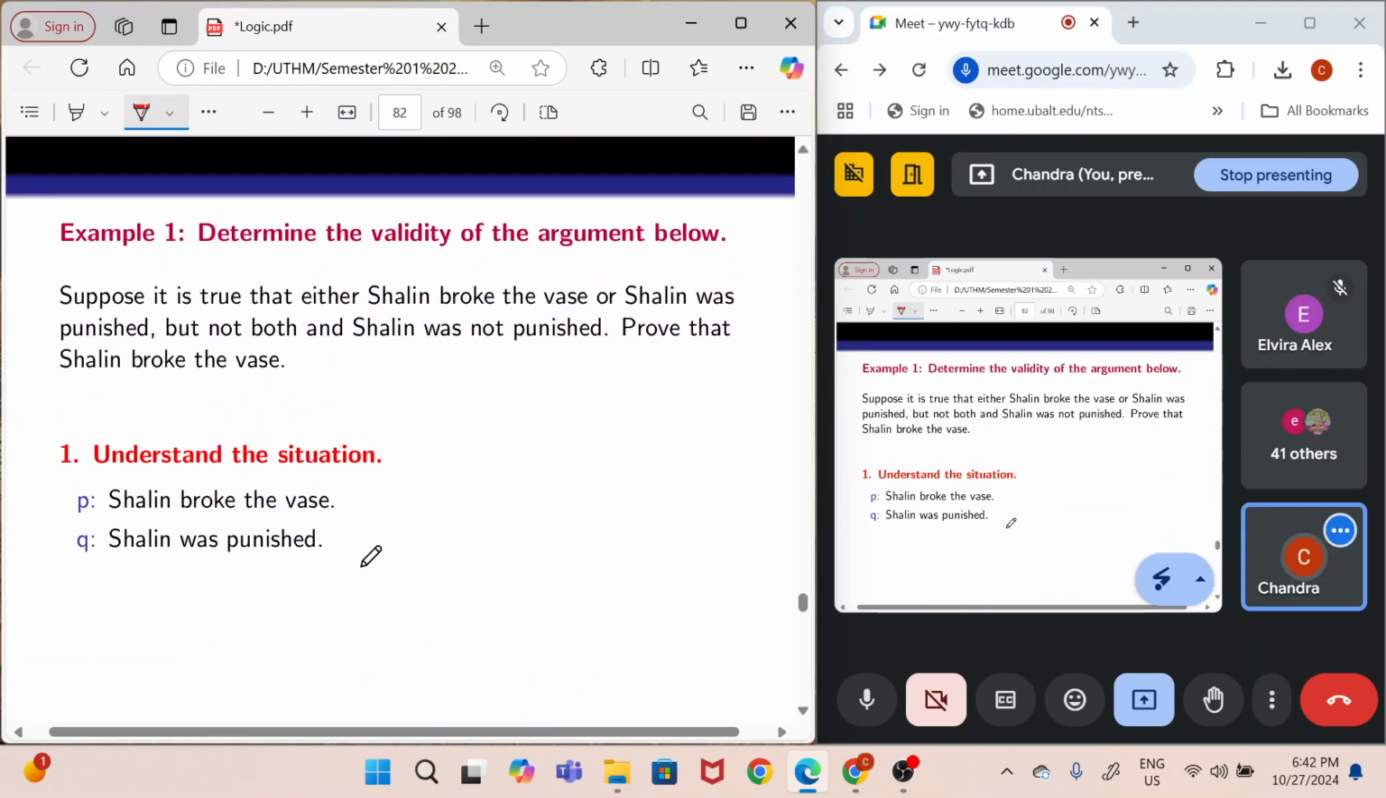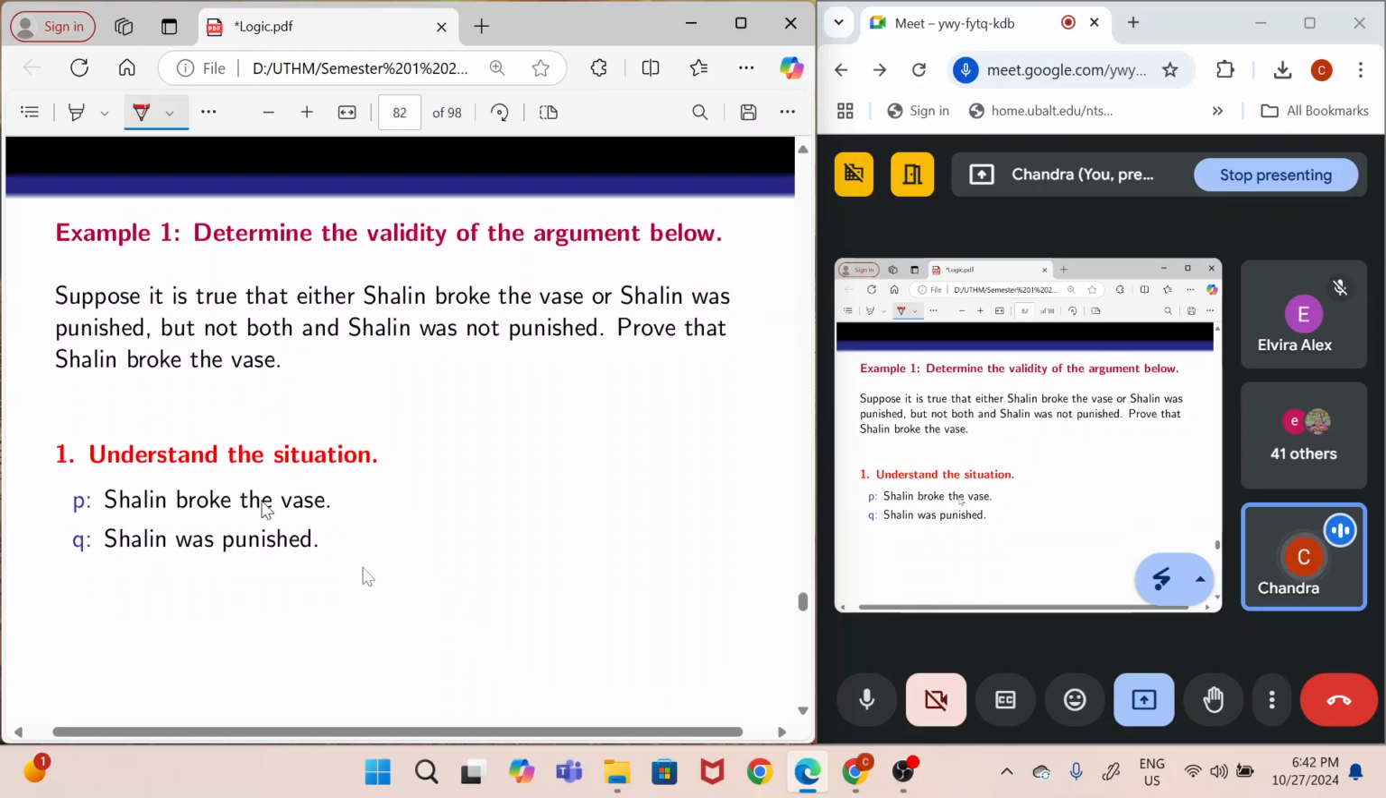First of all, as I told you, what is the first step? Understand the situation. What are the two things here? Shalin broke the vase and Shalin was punished. That is P and Q. You give a letter P and Q to the two things happening here. If three, you have to give three. Now Shalin broke the vase, this is P, and this is not punished. Broke the vase and punished are the two things here. So this is how you do it first. If you want to copy this, copy first.